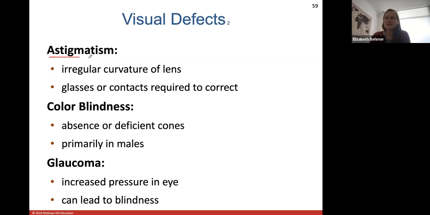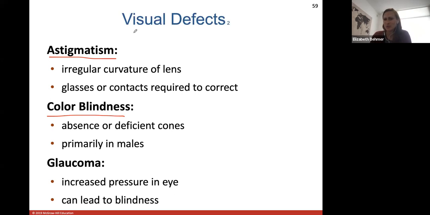We also have astigmatism, where the curvature of the lens is irregular, and you usually need glasses or contacts to correct that. If you already have myopia and you already wear glasses or contacts, sometimes they will test you for astigmatism, and they can put a corrective lens for astigmatism together with your normal prescription lens if you need a prescription already.